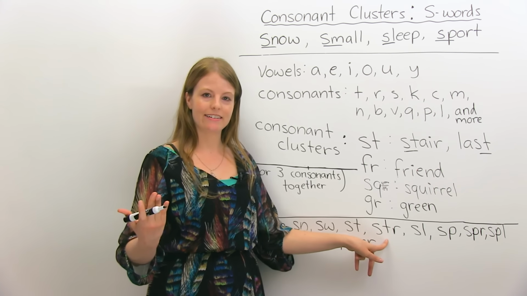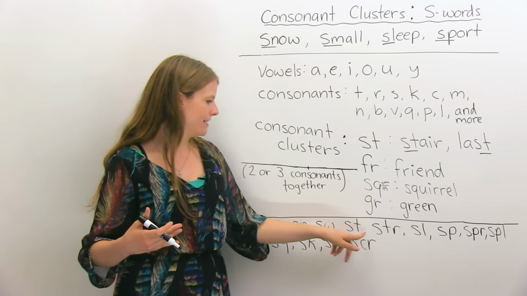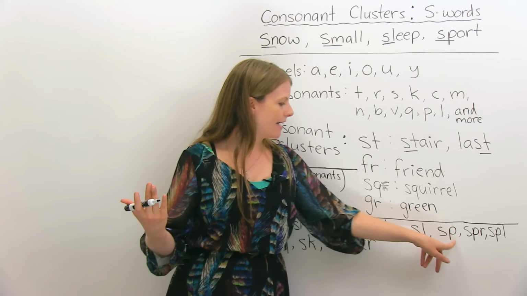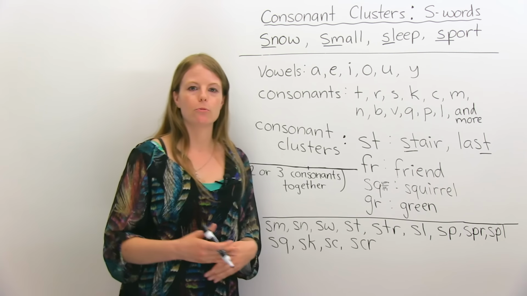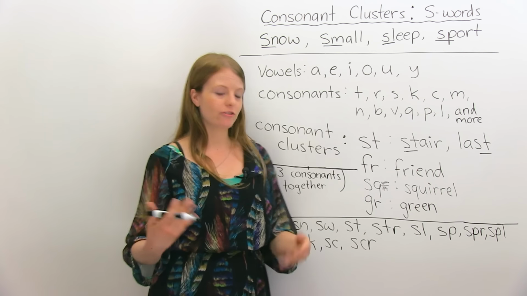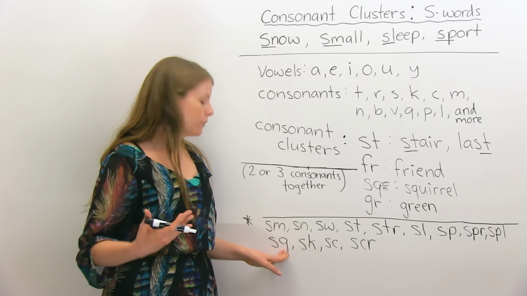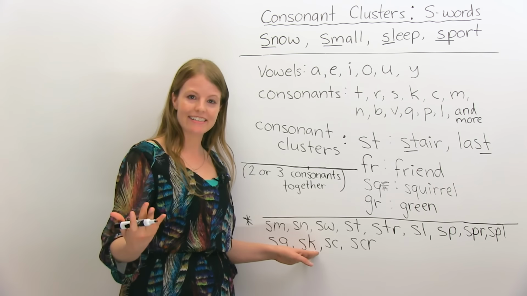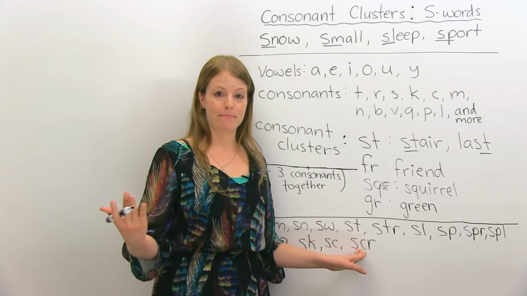STR is street. Oh, I remember stare. That's a good one for ST. We have SL, like sleep, SP, spirit, SPR, maybe like the word spree, SPL, like splash, SQ, okay, squiggle, like a squiggly line, SK, like skate, and then we have SC and SCR, like scream.